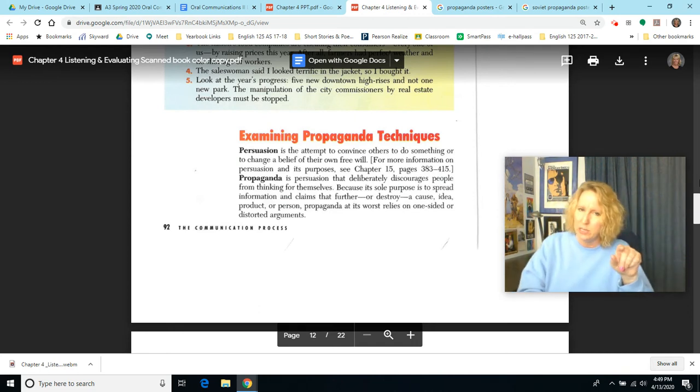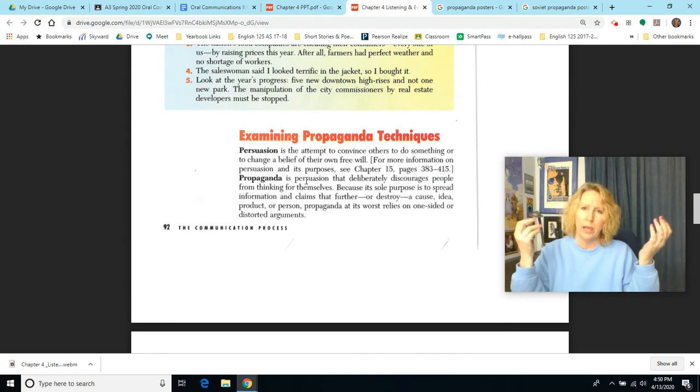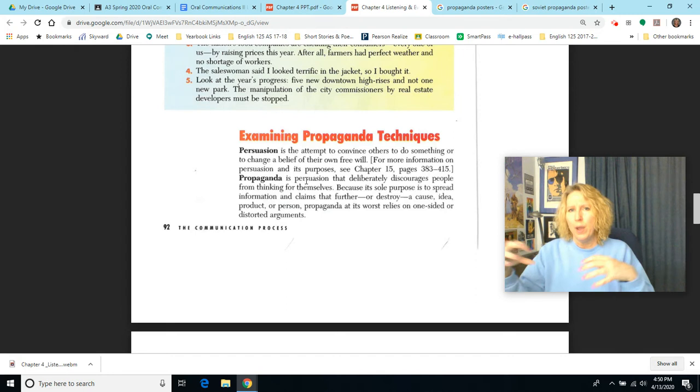So let's read. It says, persuasion is the attempt to convince others to do something or to change their belief based on their own free will. So here's an example. I would really hope that you all are recycling during this COVID-19 crisis, that when you drink out of a plastic container, you put it in the plastic recycling. Or if you use an aluminum can, you put it in the aluminum recycling. That way, those items can be broken down and reformed into something else that's useful on the planet.